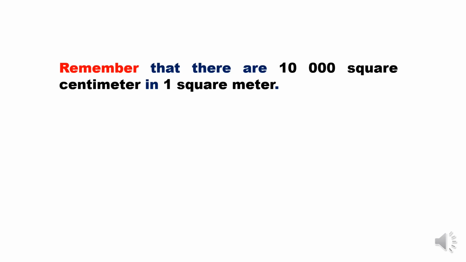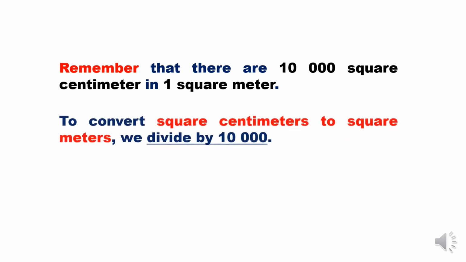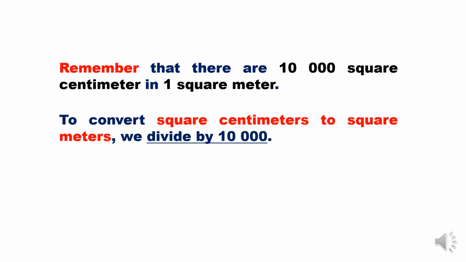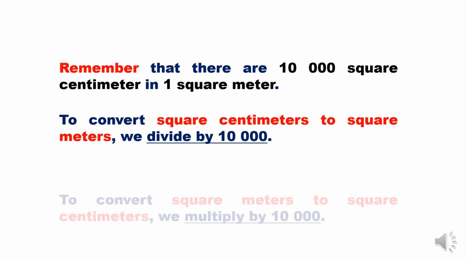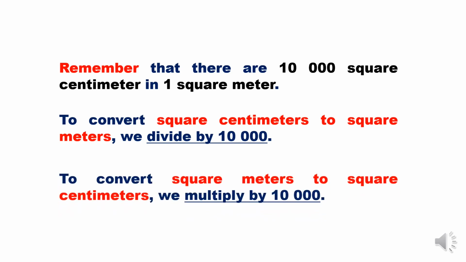Remember that there are 10,000 square centimeters in 1 square meter. To convert square centimeters to square meters, we divide by 10,000. To convert square meters to square centimeters, we multiply by 10,000.